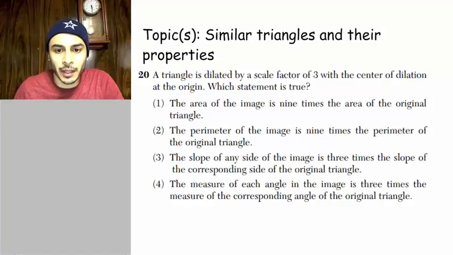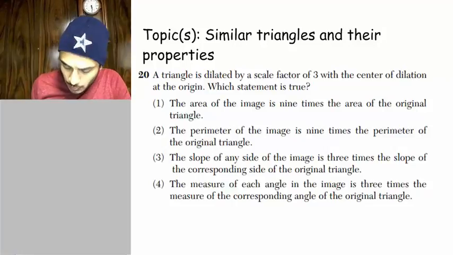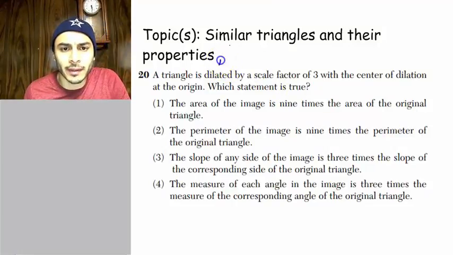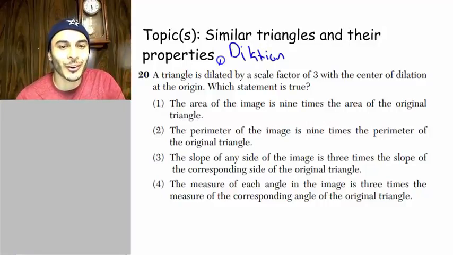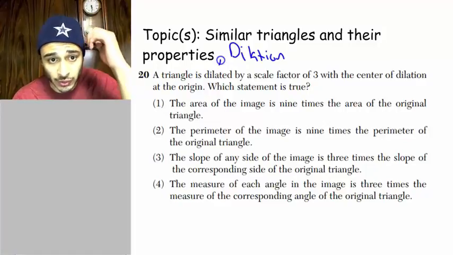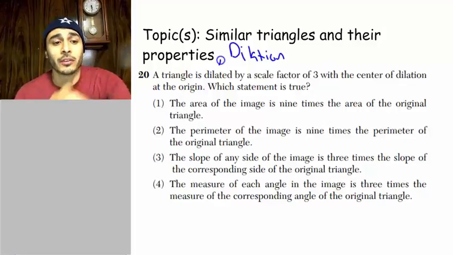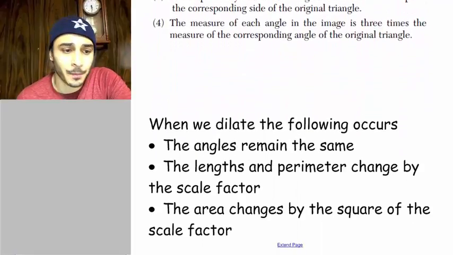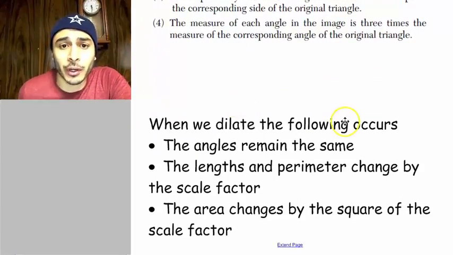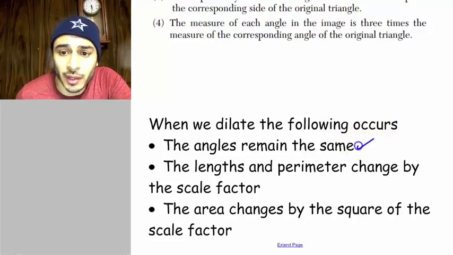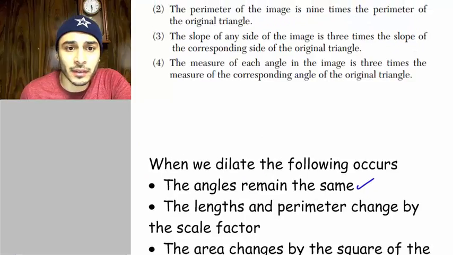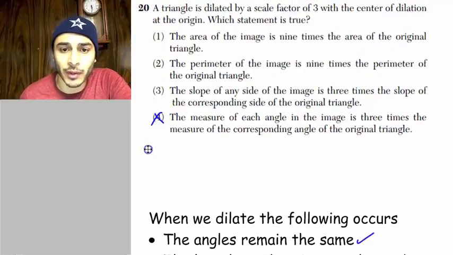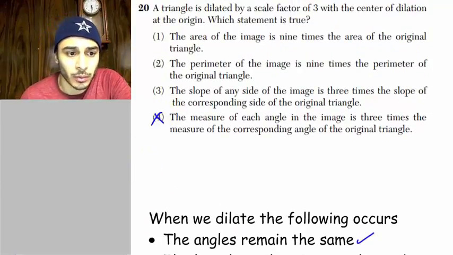The topic here, again, similar triangles and their properties. But I think I can also add dilation just to be more precise. So it says a triangle is dilated by a scale factor of 3 with the center of dilation at the origin. Which statement is true? So we spoke about this in brief earlier. A couple of things you need to remember. When we dilate, the following occurs. The angles remain the same. So then that means that option 4 is out of the question.